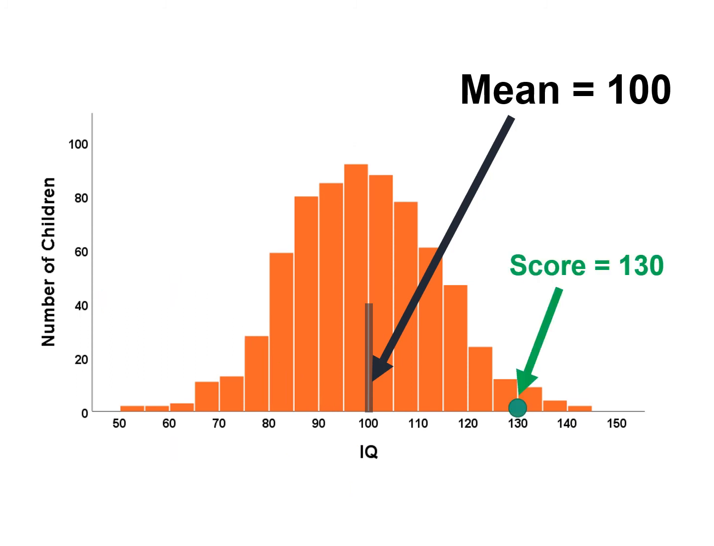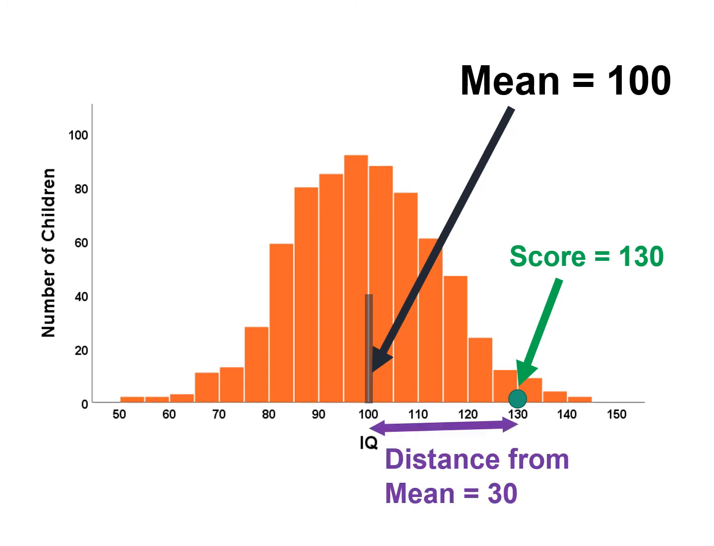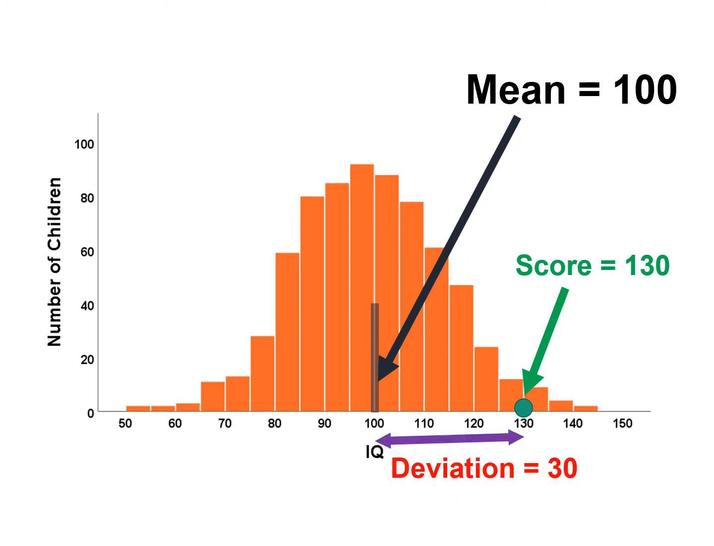So let's try it again with a child who has an IQ of 130. The distance from the mean is 30. The deviation is also 30. The original score is 130. Because 130 is above the mean, the deviation is positive and equal to the distance from the mean.